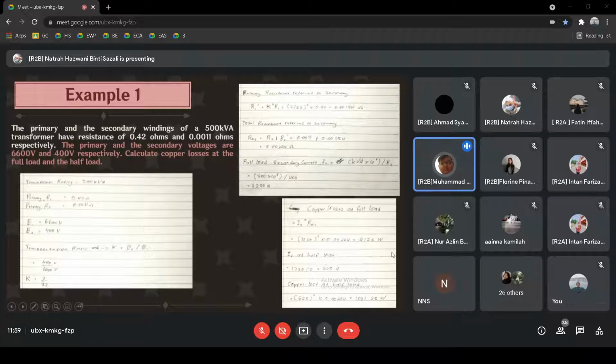So at half load, we also use the same formula, but at half load we need to divide the current, 1250 divided by 2, and we get the current at half load. So we do the same formula and we get the copper loss at the half load. Thank you.